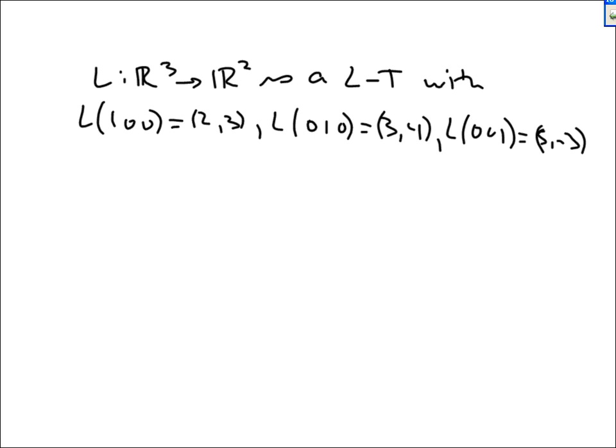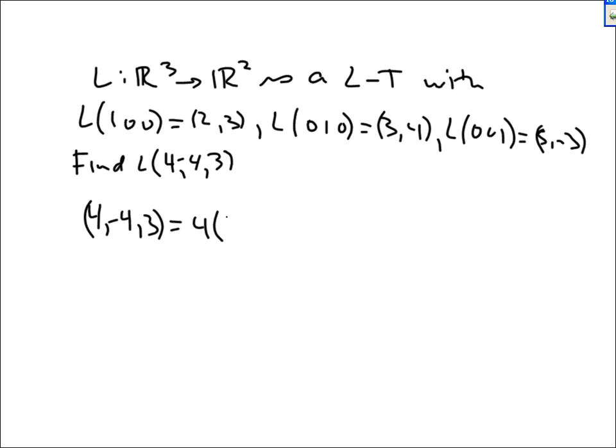Okay, so we know that L of 1, 0, 0 is... and we want to find L of 4, negative 4, 3. Well, 4, negative 4, 3 is 4 times 1, 0, 0, because that just contributes a 4 in the first entry. So I got my 4, and I won't touch it.